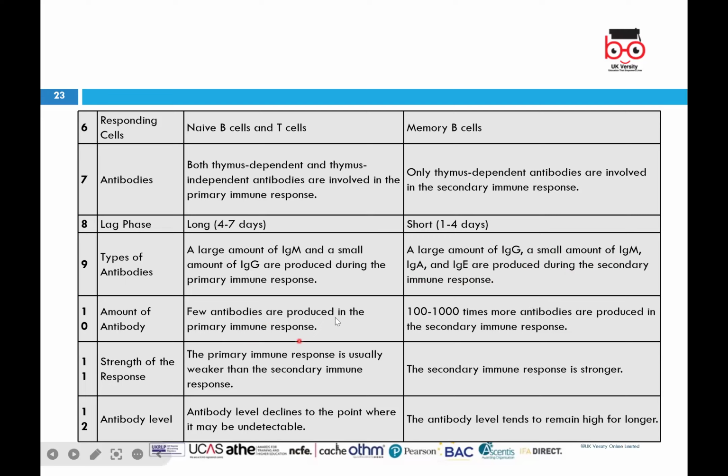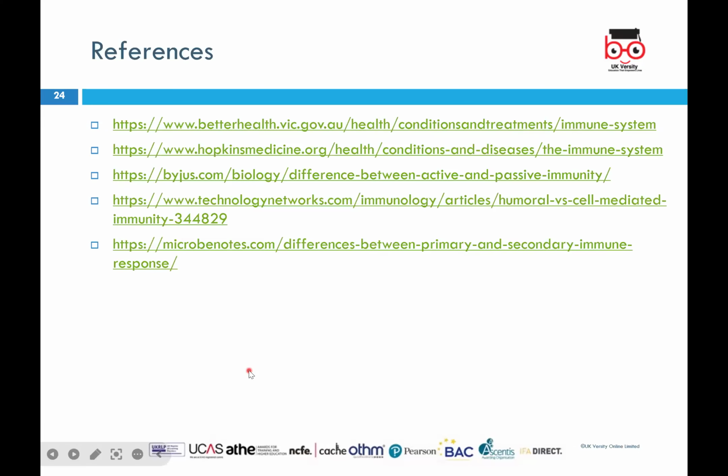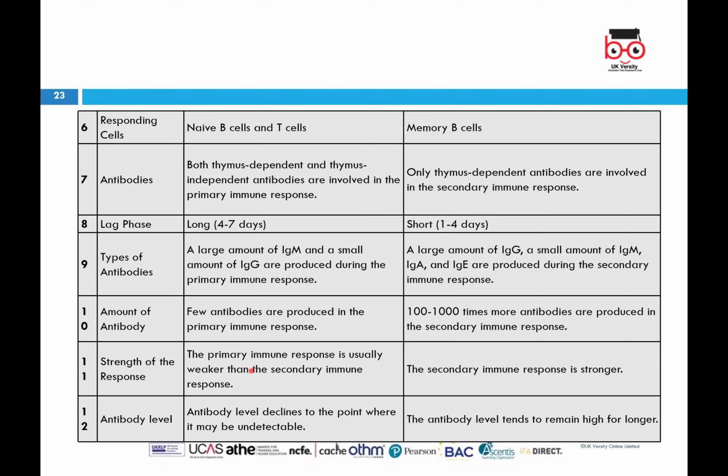So few antibodies are produced in the primary response, whereas 100 to 1000 times more antibodies are produced in the secondary immune response. What is the strength of response? The primary immune response is usually weaker than the secondary immune response. Okay, and the secondary is stronger.